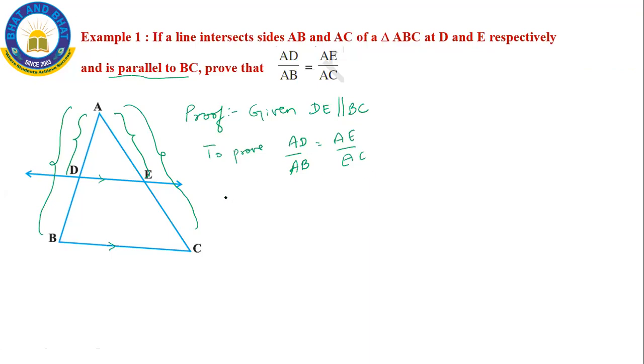So we already know, what do we know? We know that AD divided by DB is equal to AE divided by EC. Am I right? What is the statement? Because of, or from, Thales theorem, we have already studied that, or we can say the basic proportionality theorem. From BPT, AD divided by DB is equal to AE divided by EC.